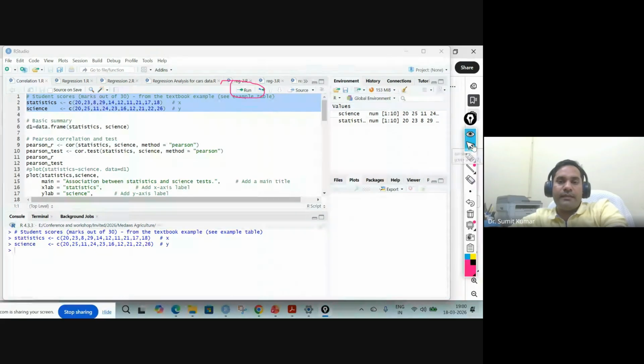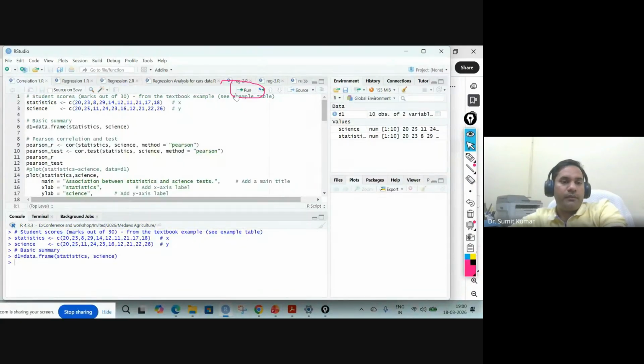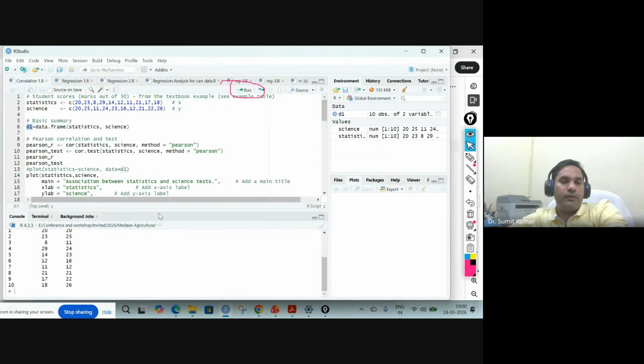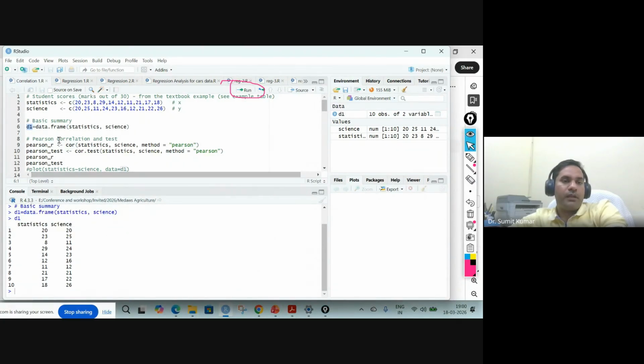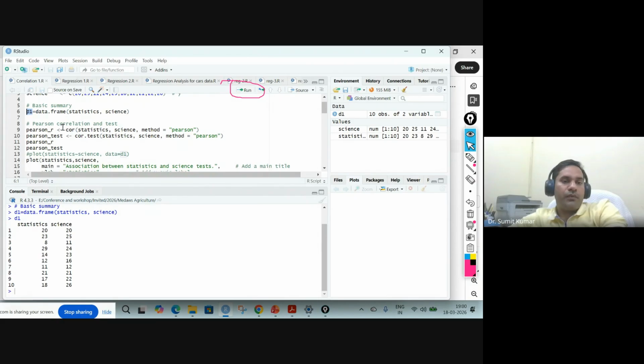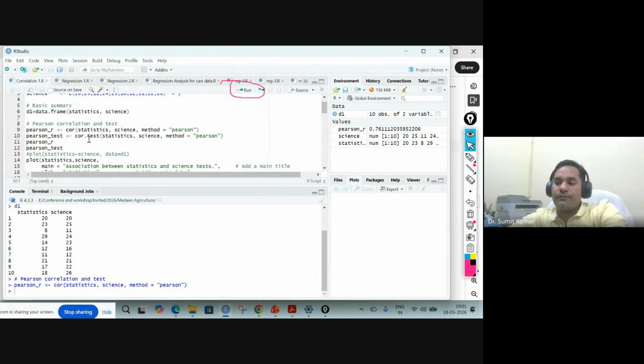If you want to define this in tabular form, you can use the command data.frame with statistics, science, and any other variables if there are some. Run again. If you want to see the data, run the command D1. It will provide you the data frame in tabular form. First of all, you want to find the Pearson correlation coefficient. This is the command cor between statistics and science, with method Pearson defined here. Just press enter or control enter, or click on run, and it will give you the results.